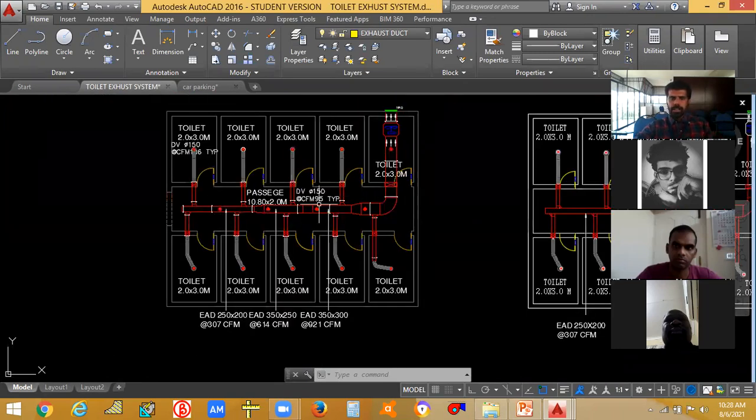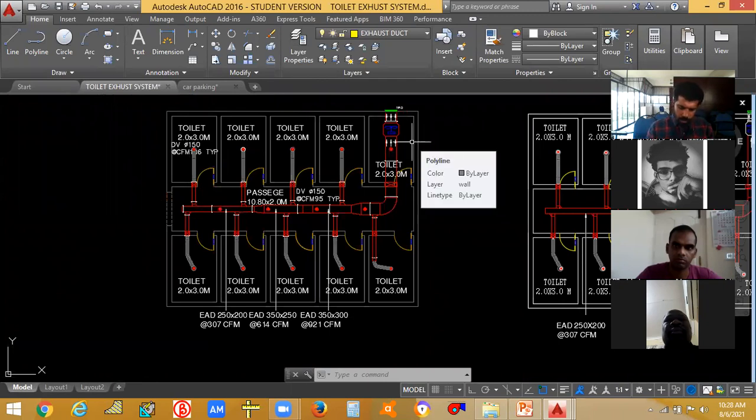I think it is clear. Now, we have just gone through toilet ventilation as well as kitchen hood ventilation. So you can design this according to your wish. Okay.